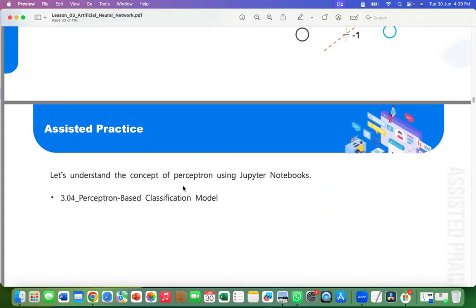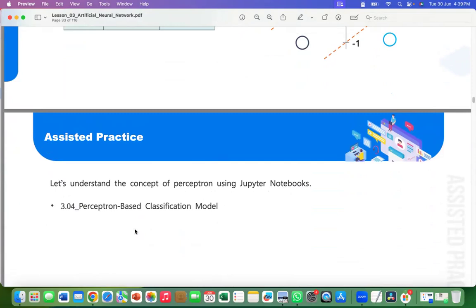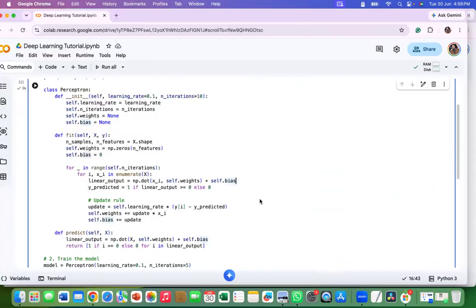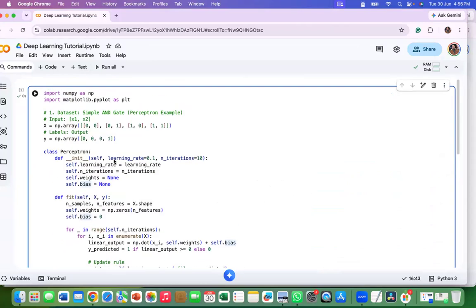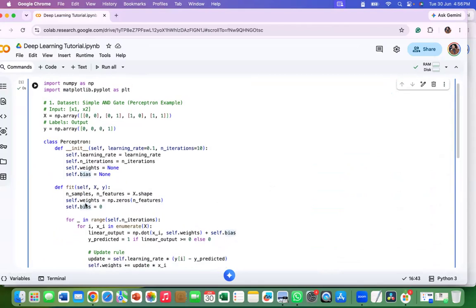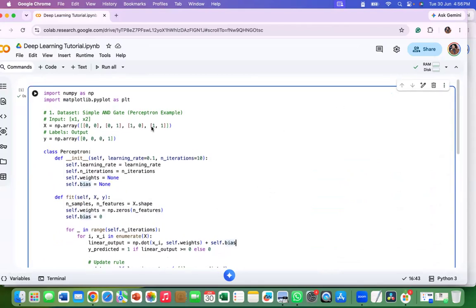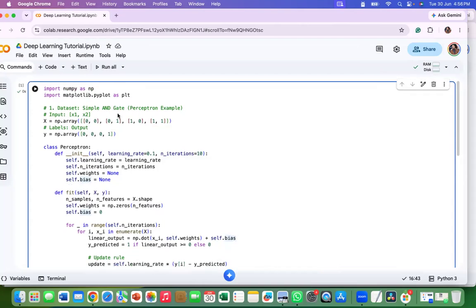So let's understand the concept of perceptron using a Jupyter notebook. हम एक Jupyter notebook पे इसको देखते हैं. We have implemented this here in Colab. Very simple one for this perceptron example. You know that we use import numpy as np for numerical calculation and import matplotlib.pyplot as plt for plotting.